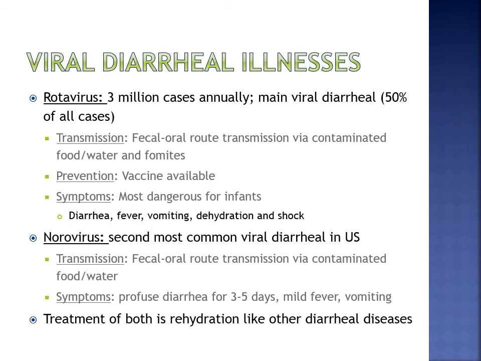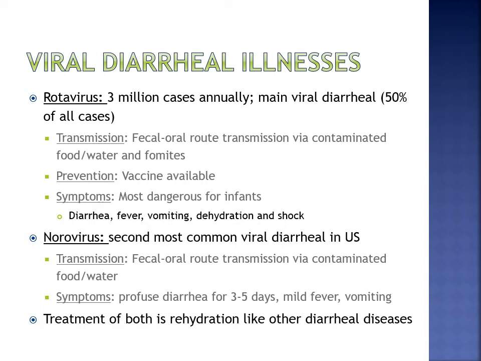There are also several viral diarrheal diseases. We're just going to look at two, rotavirus and norovirus, and we're just going to know a little tidbit about both of them. Rotavirus is by far the most common viral diarrheal disease, and norovirus is the second most common, at least here in the US. For both of them, the transmission is that fecal-oral route, or you can get it through contaminated food and water. For rotavirus, you can also pick it up from fomites.